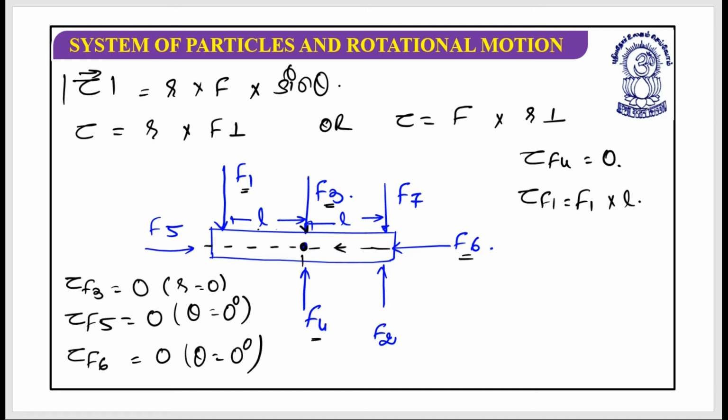It is as simple as that. Can you work out the torque due to F2? What is the force acting? F2. What is the distance between the point of application of force and the point of rotation? It's L. So torque is equal to F2 into L. Now torque due to F7. F7 is the force and L is the displacement. Is there anyone remaining? F1 is there, F2 written, F3 written, F4 written, F5, F6, F7.